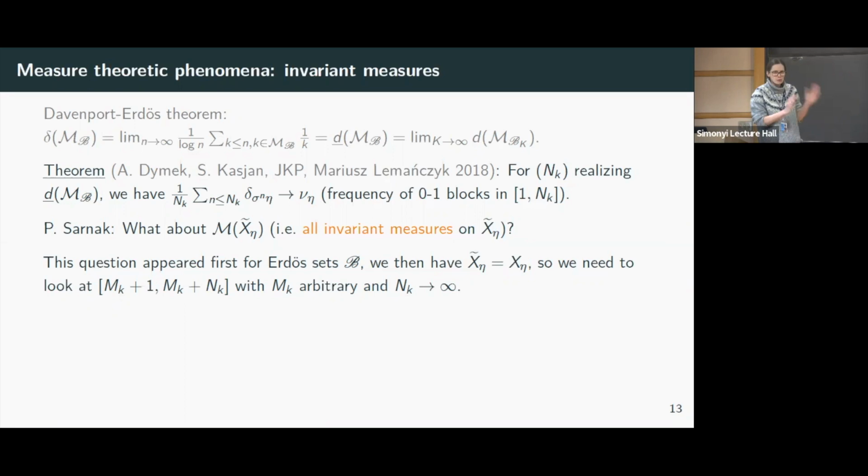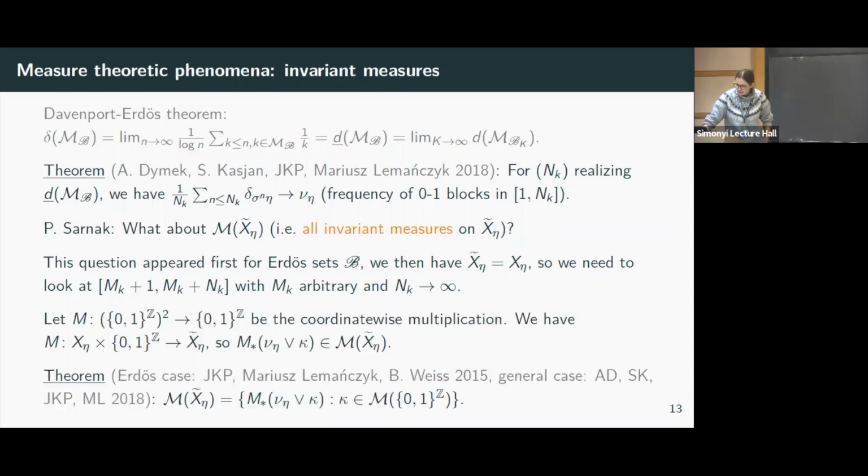So, okay, so suppose we have this equality. So to detect invariant measures, you need to look at frequencies of blocks in longer and longer windows that are kind of traveling on your sequence eta. Okay, that's a way to find invariant measures, but doesn't tell you much what they are, right? It's like a theoretical tool that it's hard to apply. You want to describe all invariant measures.